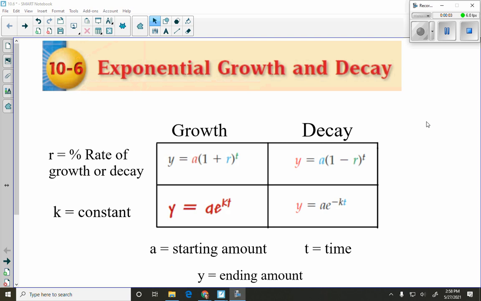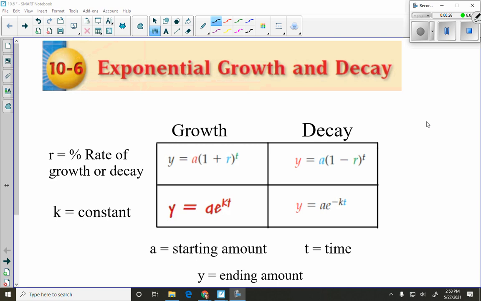Hello. Today we're going to be talking about exponential growth and decay. There's a few different formulas that we're going to be talking about today, and these are the four that you're going to need to write down. We have a growth and we have decay. The only difference being one's going to make the value bigger, the other is going to make it smaller.